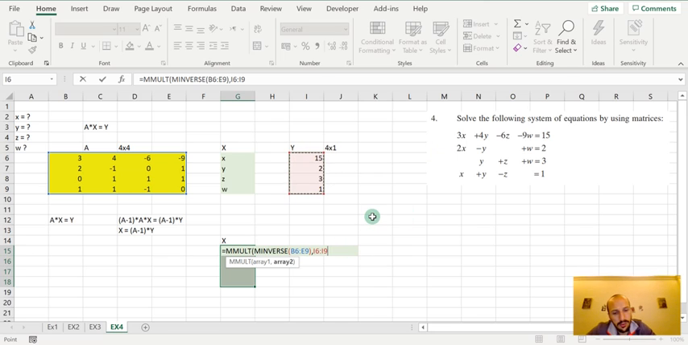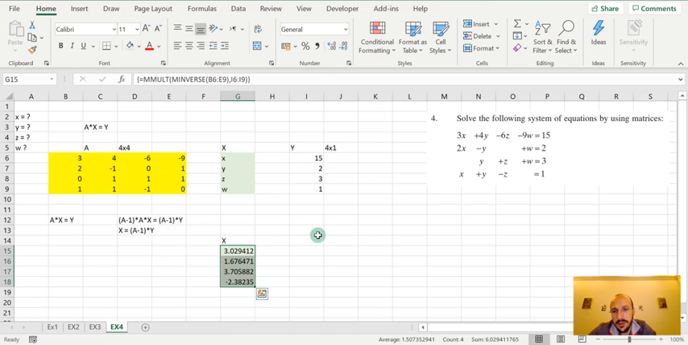Okay, so now I have multiplied MINVERSE, meaning A minus 1, which is this one, times y, which is this. Control Shift Enter. So normally I will have these results. So what is the value of x? 3.02, y is 167, Z is 3.70 and W is minus 2.38.